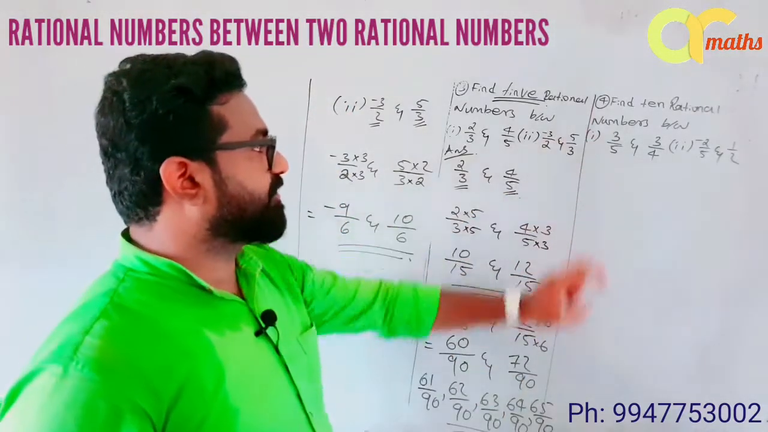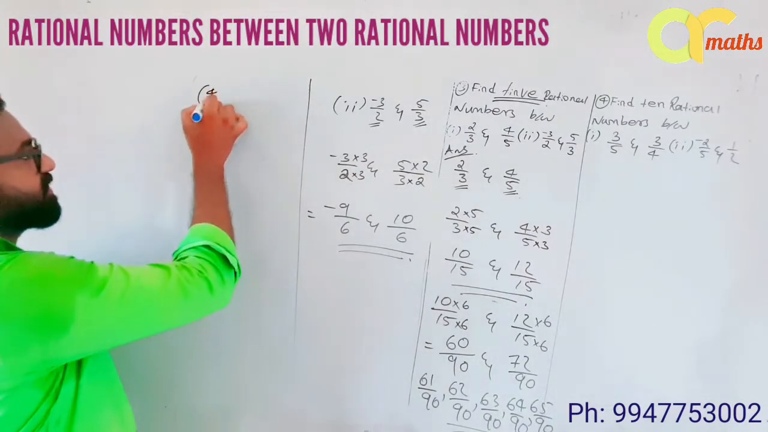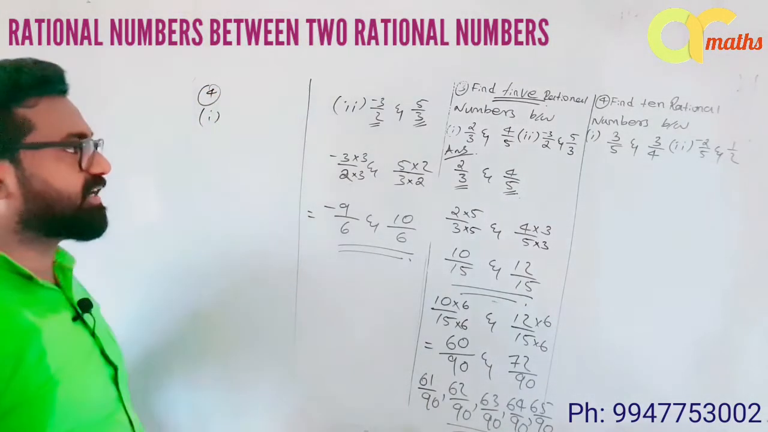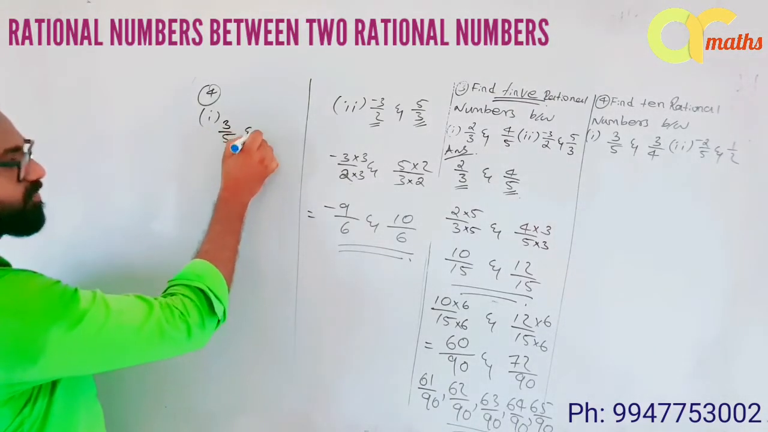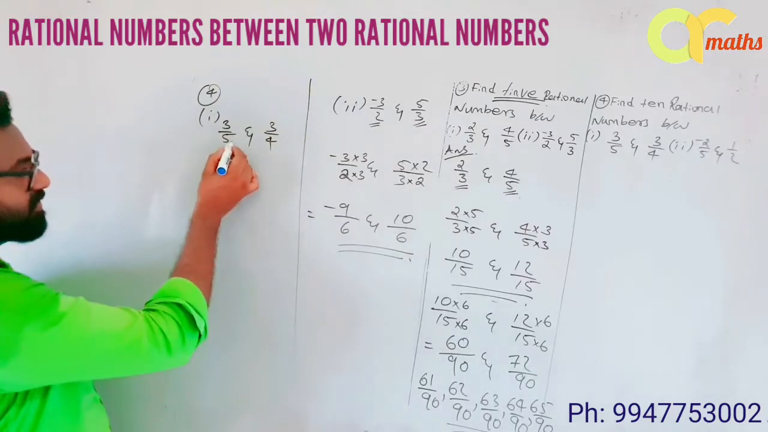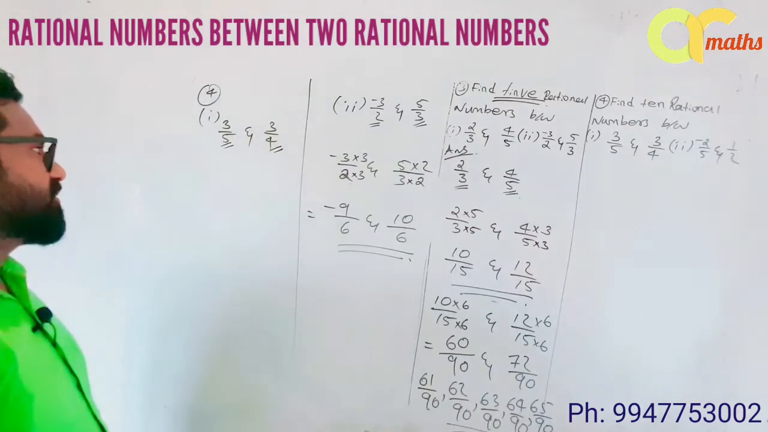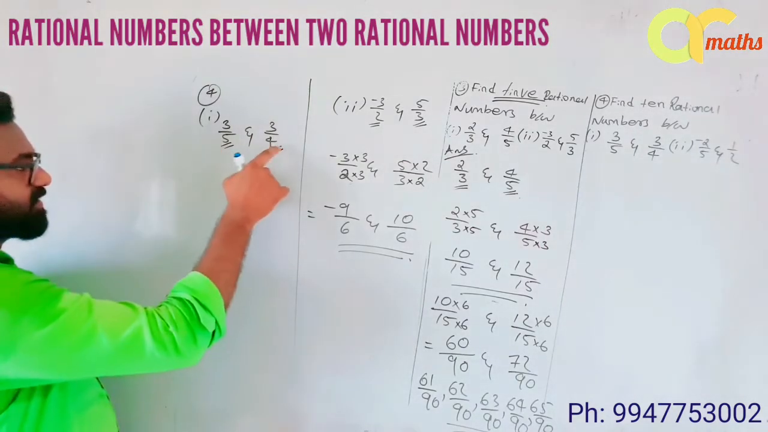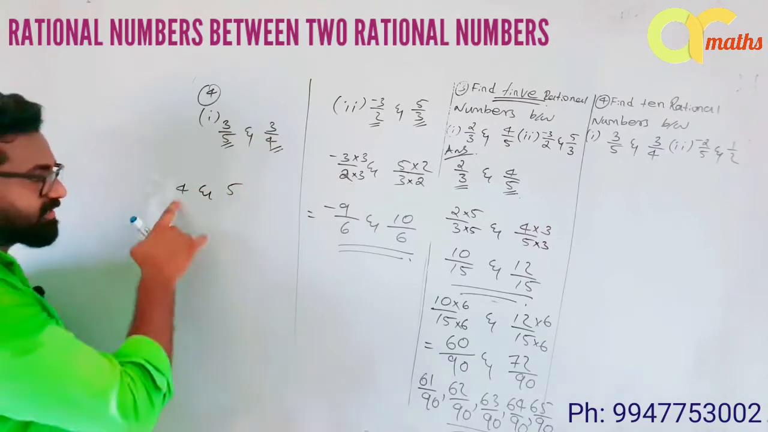Fourth question, first question: find 10 rational numbers between 3 by 5 and 3 by 4. Here, is the denominator the same? No. We have to make the denominator the same. So what is the LCM of 4 and 5? Here the larger number is 5.